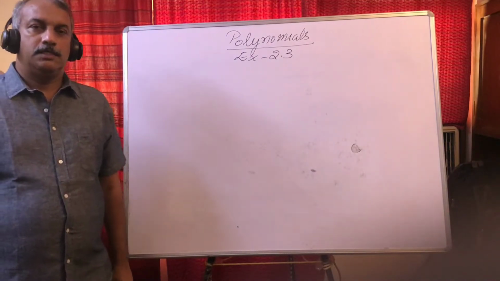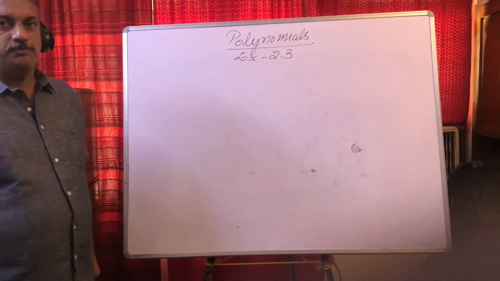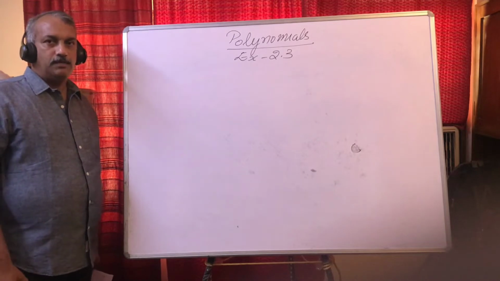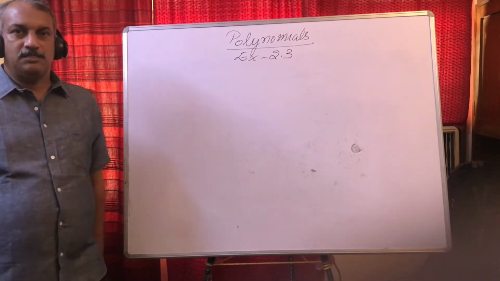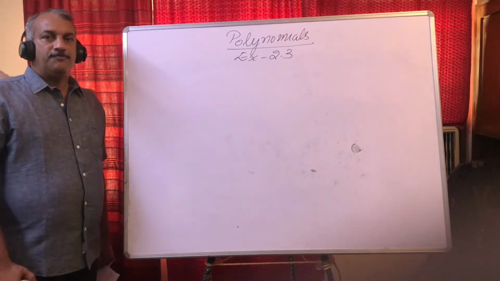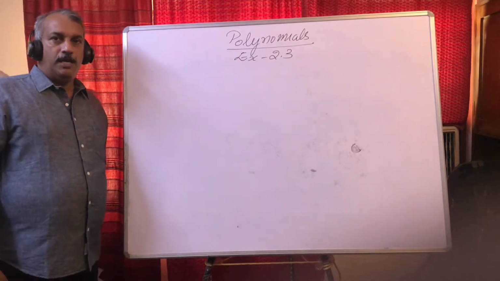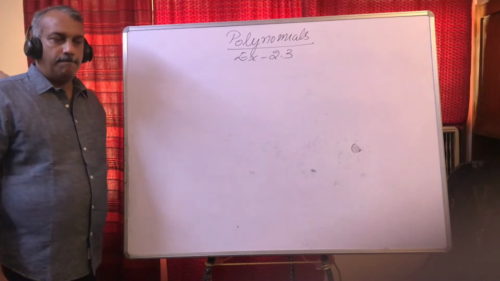And in the last class, we have learned about the relationship between zeros and coefficients of a quadratic polynomial. That is, if alpha and beta are the zeros of a quadratic polynomial, then alpha plus beta is equal to minus b upon a, and alpha beta is equal to c upon a.